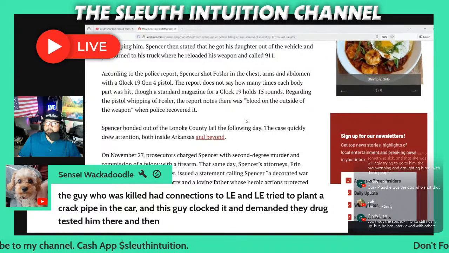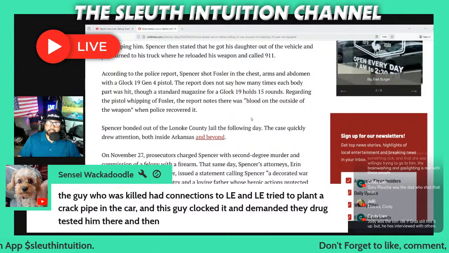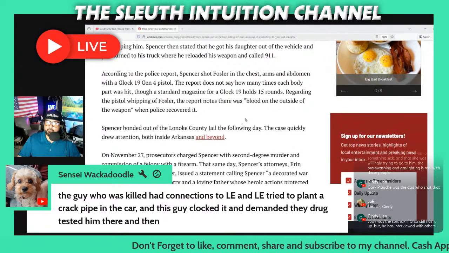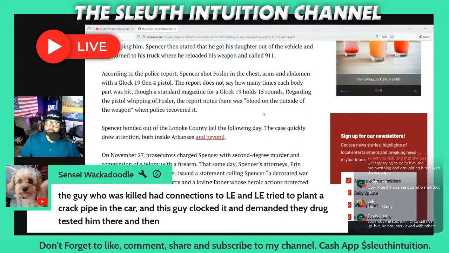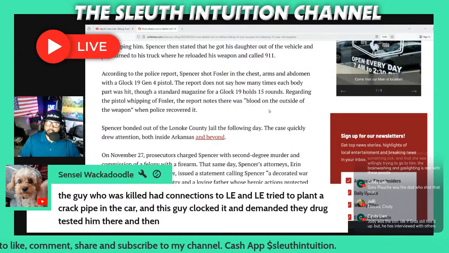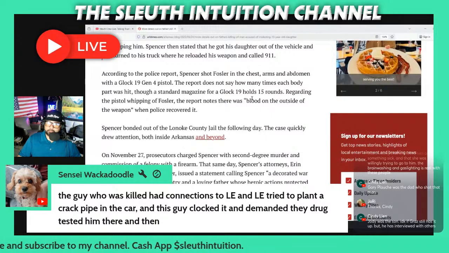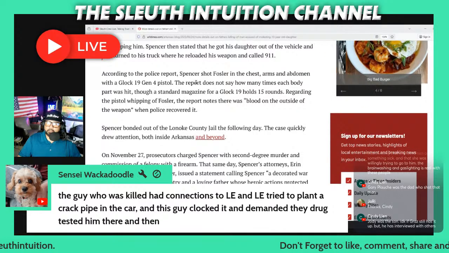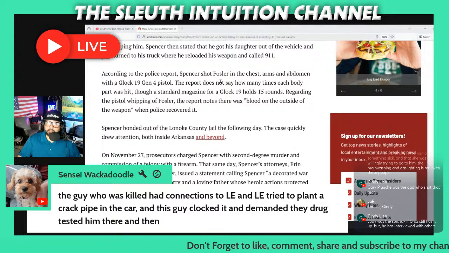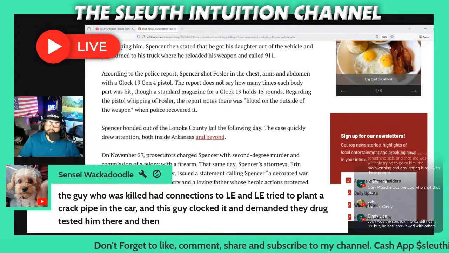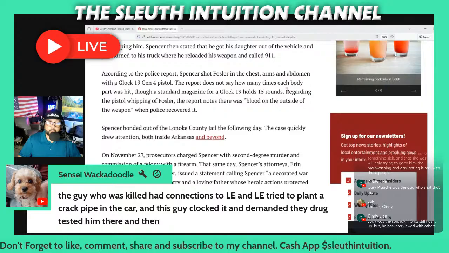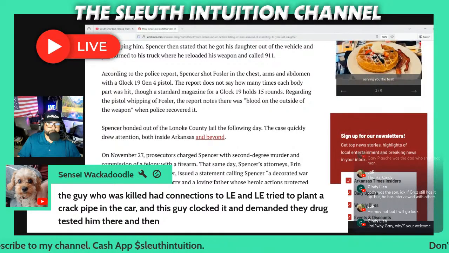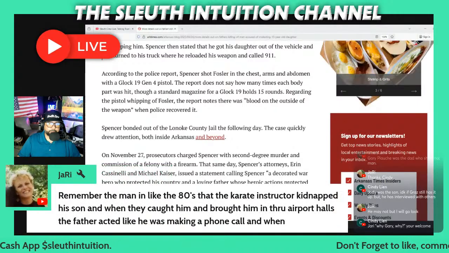According to police reports, Spencer shot Fossler in the chest, arms, and abdomen with a Glock 19. The report does not say how many times each body part was hit, though a standard magazine for a Glock 19 holds 15 rounds. Regarding the pistol whipping of Fossler, the report notes there was blood on the outside of the weapon when police recovered it. So he pistol whipped him too. Damn. All appropriate.